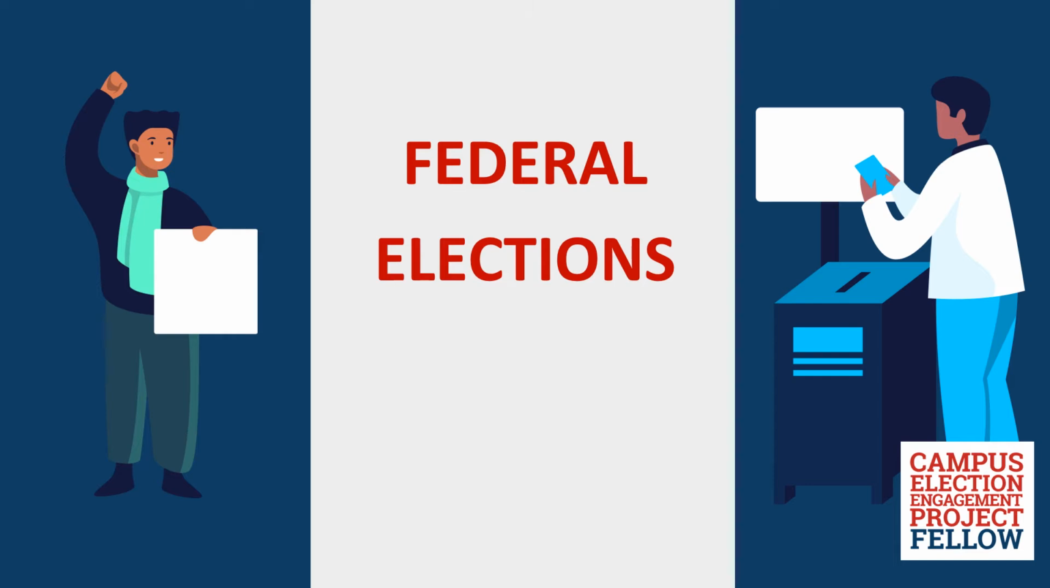Let's check out some federal elections. Every 4 years, we hold an election to vote for the President and Vice President of the United States. Every 2 years, we hold a midterm election to vote for the 435 members of the House of Representatives and 1/3 of the 100-member Senate. Let's take a closer look at the general election and who and what we are voting for.